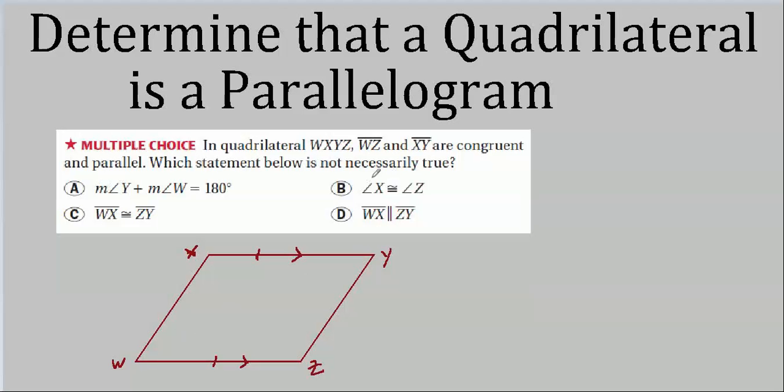Let's double check the rest of them. How about angle x congruent to angle z? Well, in a parallelogram, opposite angles are congruent. Those are opposite angles, so that makes sense. Wx is congruent to zy. Well, these are opposite sides of a parallelogram. Yes, they must be congruent. Wx and zy are parallel. Again, they're opposite sides of a parallelogram, so they are parallel. That's the bogus answer there.